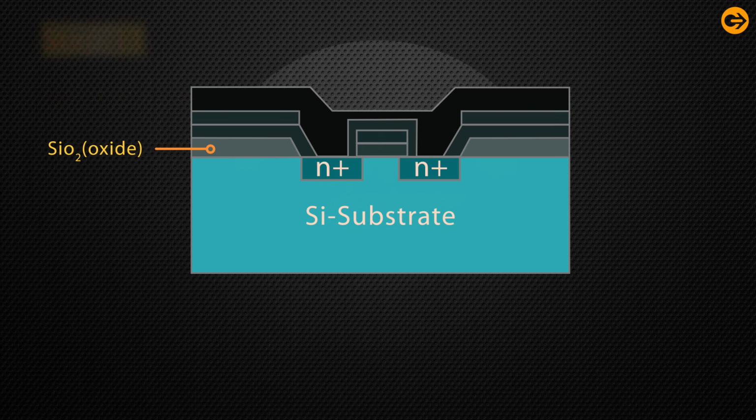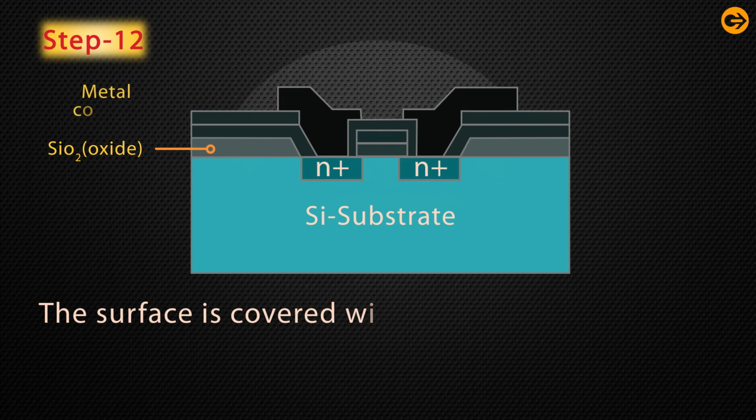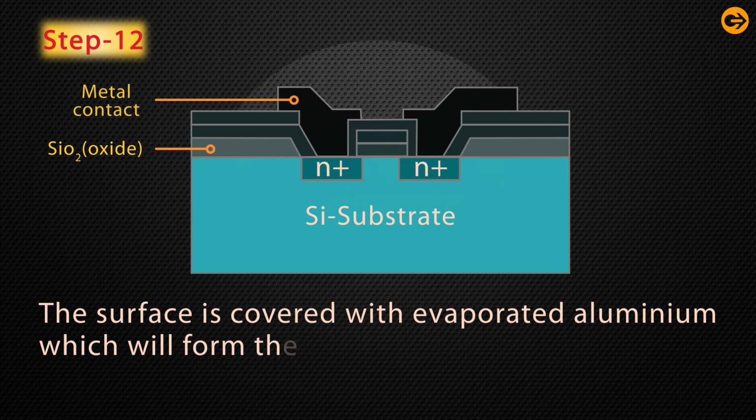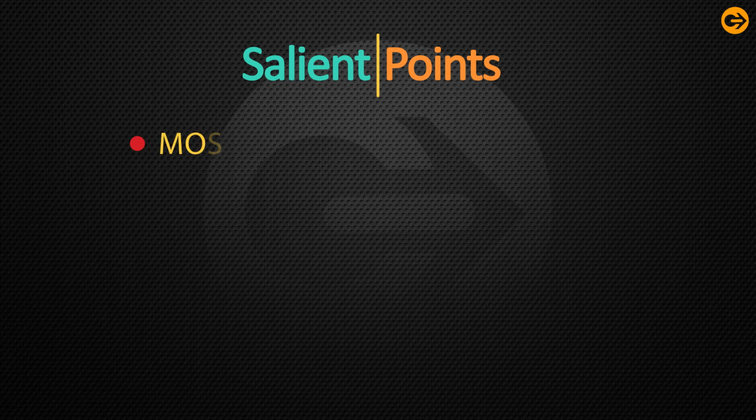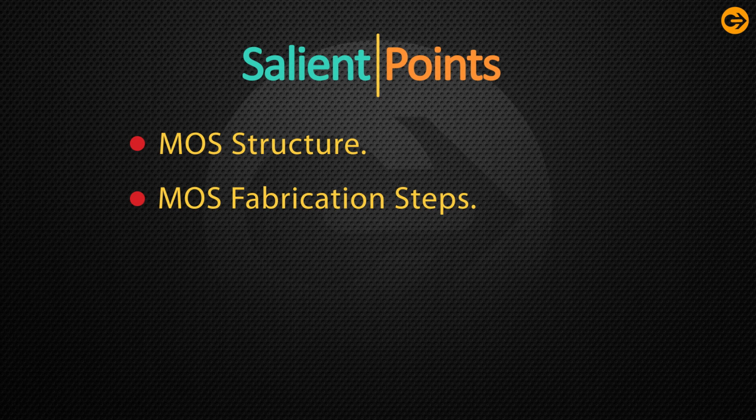And in the final step, that is step 12, the surface is covered with evaporated aluminum, which will form the interconnections. And with this, we have come to an end of this session. Today we have learned the MOS structure and MOS fabrication steps.